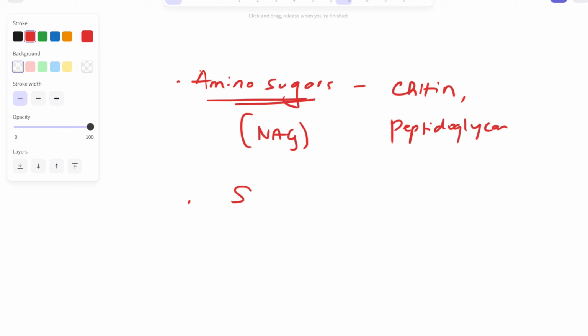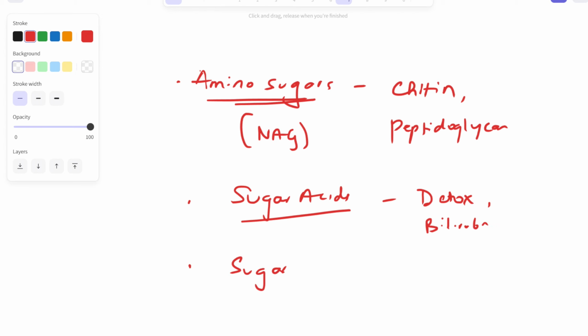The next one is sugar acids. These are formed by oxidation, like glucuronic acid. They are crucial for detoxifying xenobiotics in the liver. They are also useful in conjugating bilirubin and forming components of connective tissue.